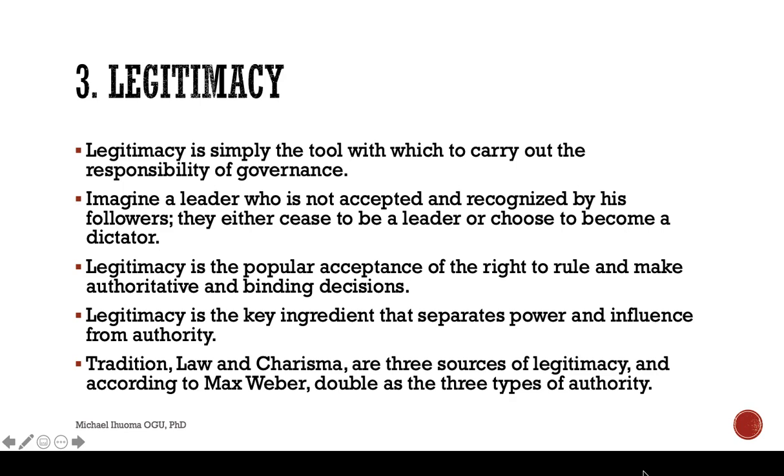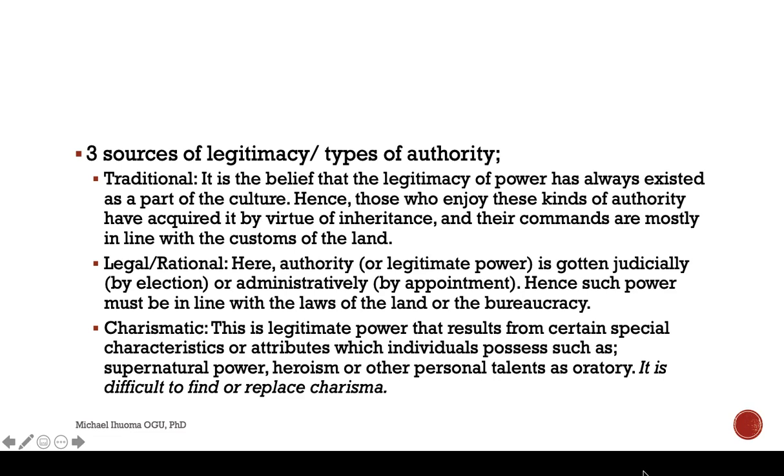So basically, legitimacy is a key ingredient that separates power and influence from authority. We'll talk about influence in a bit, but influence is synonymous with power, and we'll see how that plays out in a couple of minutes. But legitimacy, like we said, makes power more acceptable, makes power more recognized, and there are three sources of legitimacy. There are three sources by which individuals or authorities are able to get that acceptance, that recognition, that helps them to exercise power that is accepted by everybody or that is recognized by other people. And those three sources, which are also types of authority, are traditional, legal or rational, and of course charismatic.